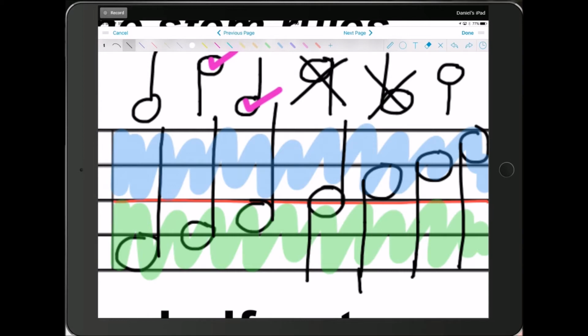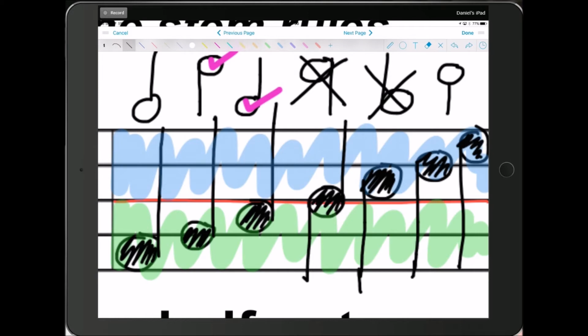Alright, now here's the thing. What if I had all these as single eighth notes? So I'm going to fill it all in. These are all eighth notes now. Okay? Now remember, an eighth note has to have a flag. And flags always point to the right.